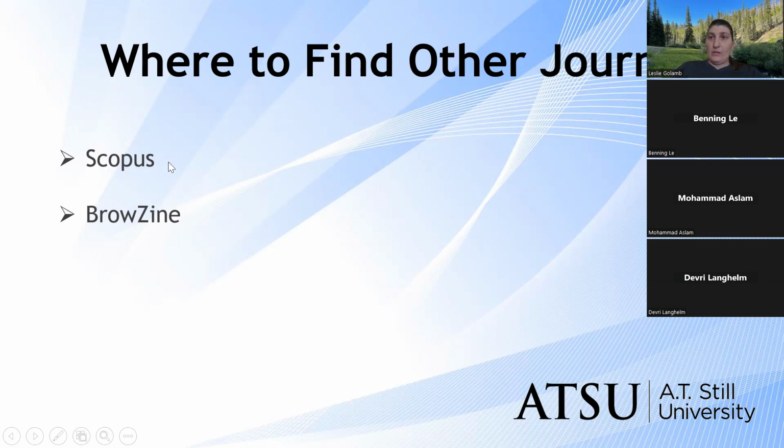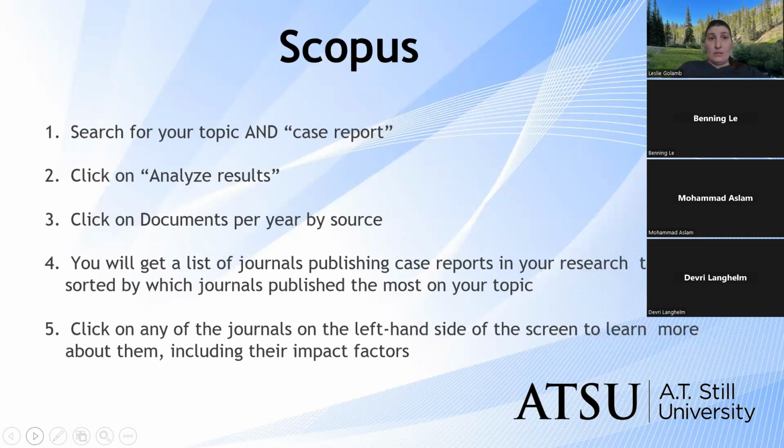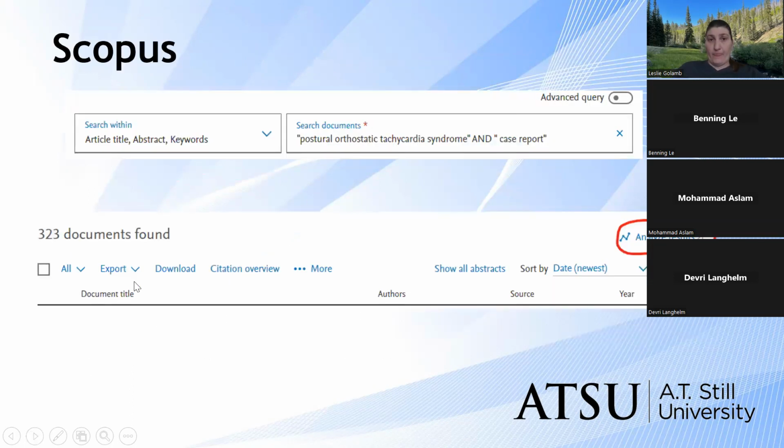With Scopus, you can actually go in and do a filter and see the different topics, and you can filter down and see the target audience. You can see all their ratings. With BrowZine, you can also search by journal, and you can also search by topic. I do have steps here on Scopus. Again, you can do a topic search, and you can just put in case reports, analyze, and it will pull up the different journals for you.